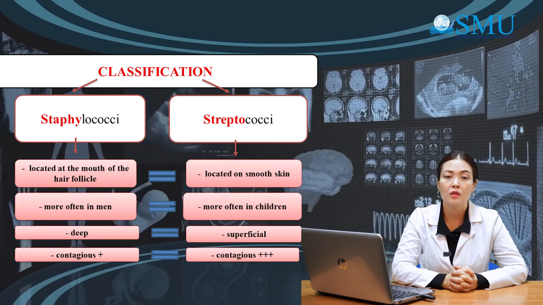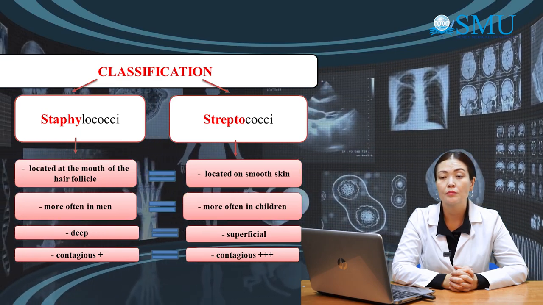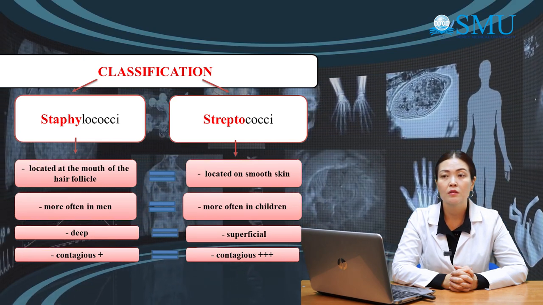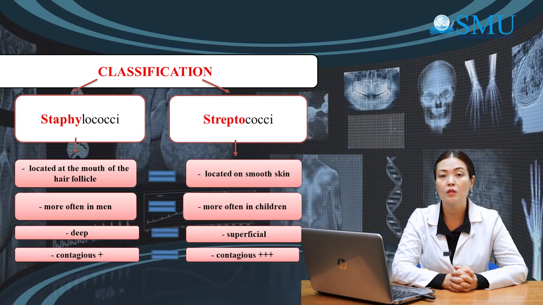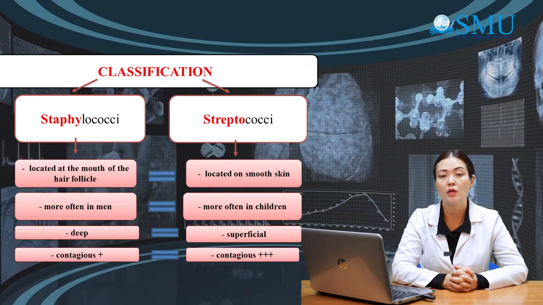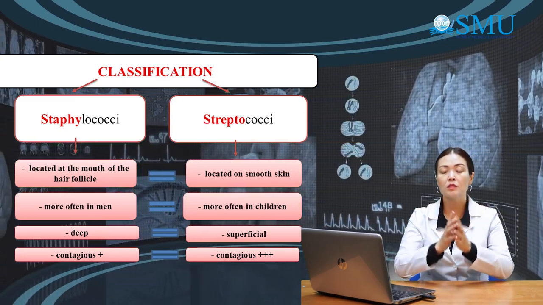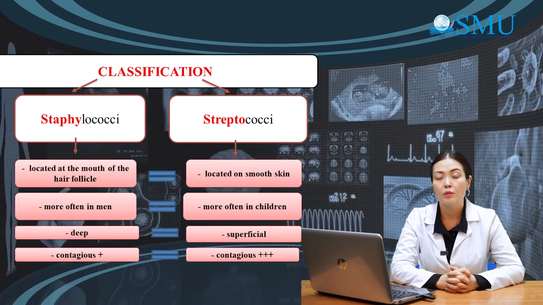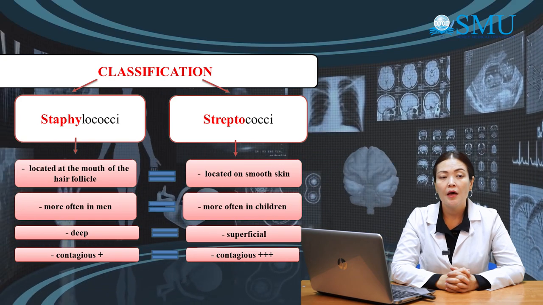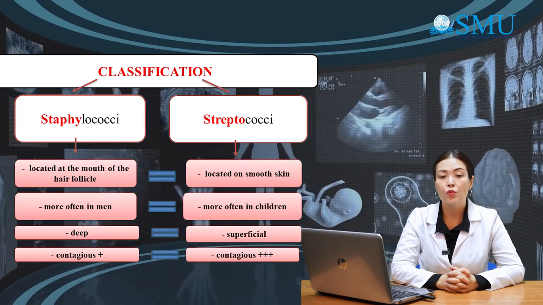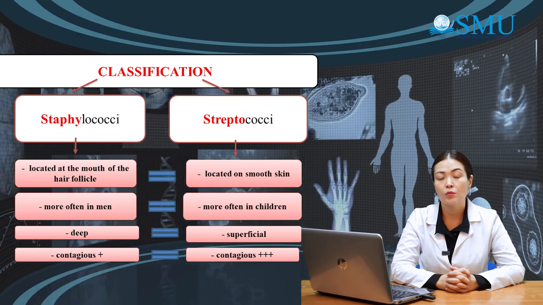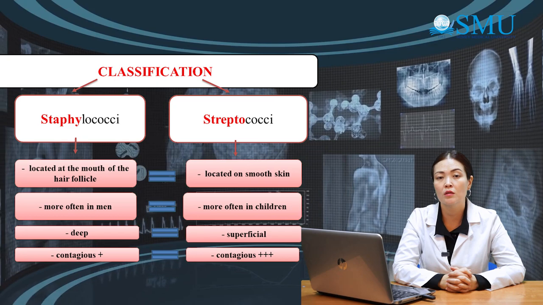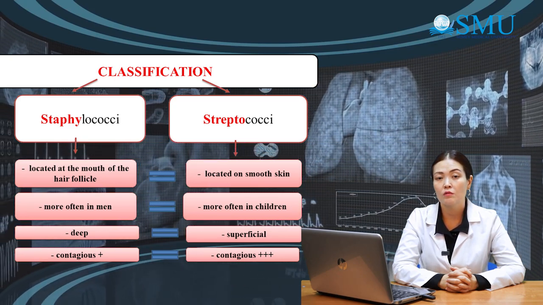And if we talk about Streptococcus infection, we say that it is mostly located at the smooth skin. It doesn't go deeper. Mostly it is located in the epidermis region. That's why this type of infection mostly will be superficial. And about contagiousness: of course, processes which are located more superficially will be more contagious than other types of bacterial infection.